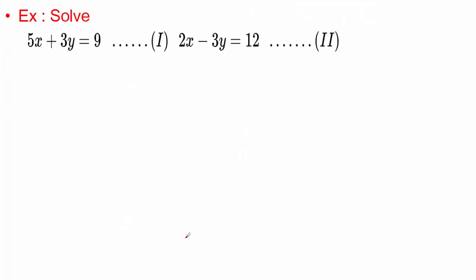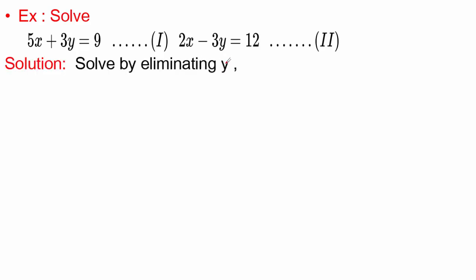Next problem. Solve 5x plus 3y equal to 9, this is equation first, and 2x minus 3y equal to 12, this is equation second. We shall solve this by eliminating y. Already the coefficients of y in both the equations are the same, so we shall add these two equations.